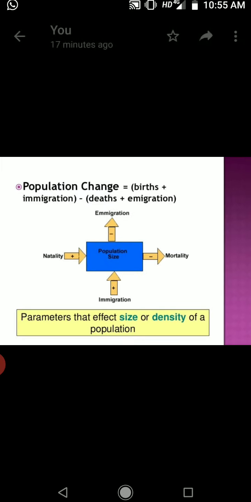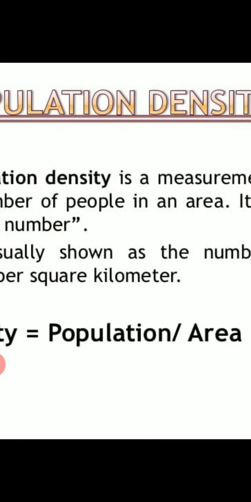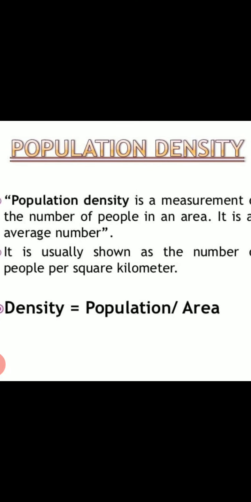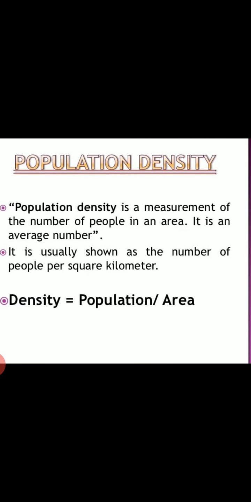And next one is population density. What is the population density? Population density is a measurement of the number of people in an area. It is an average number, and it is usually shown as the number of people per square meter.